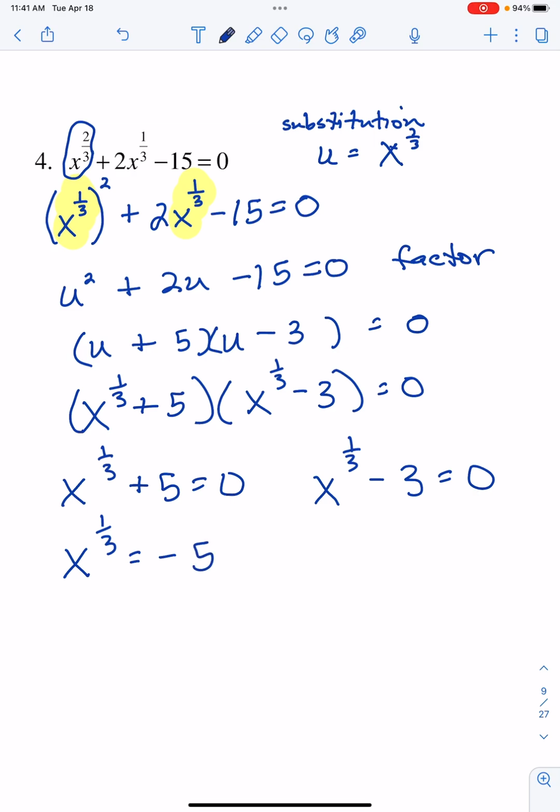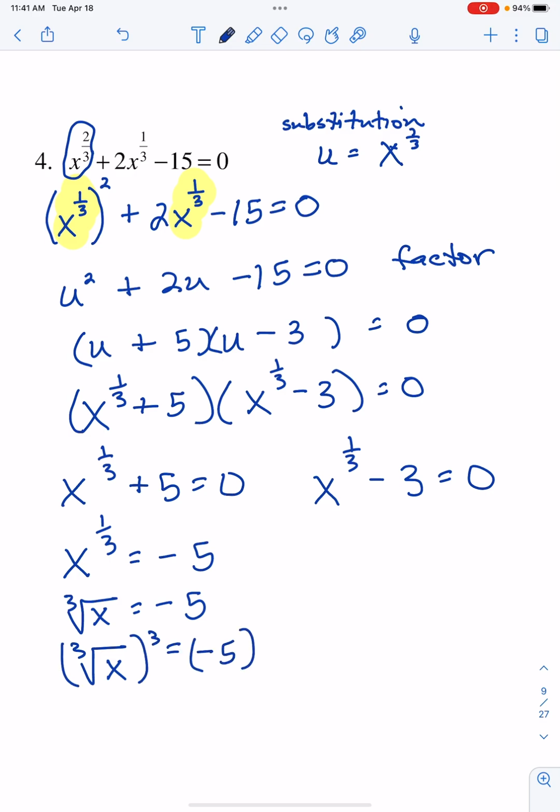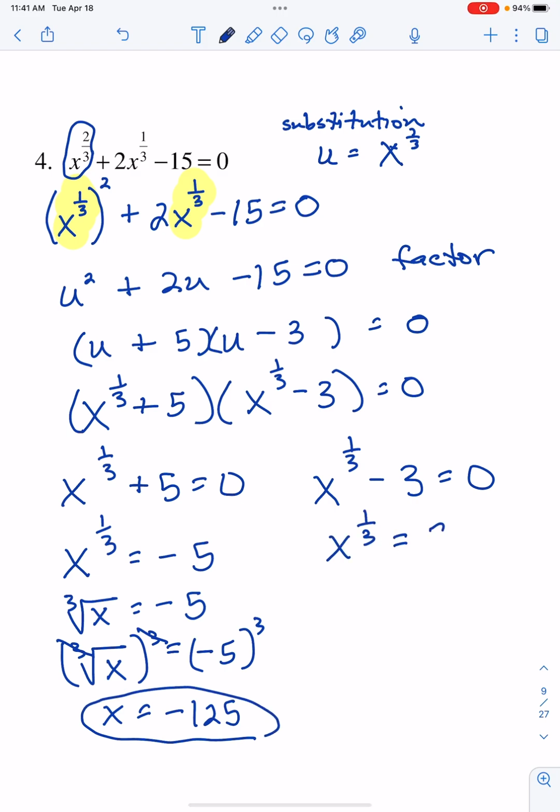x to the 1/3, if it helps, remember we learned that a fractional power tells you a root, so this is the cube root of x equals -5. How do we solve an equation with the radical? We apply the power rule. So we raise each side to the 3rd power. Those drop out. We get x is -125. The other one, same thing, x to the 1/3 equals 3.